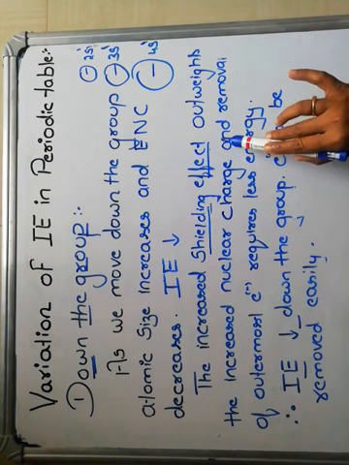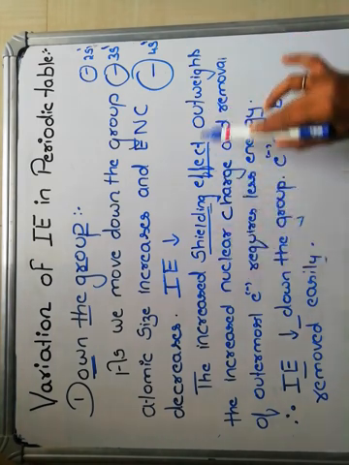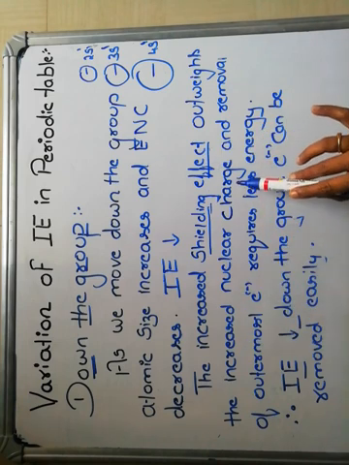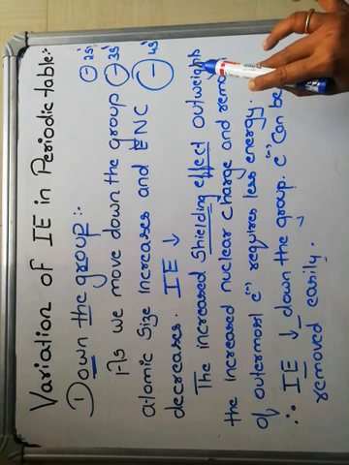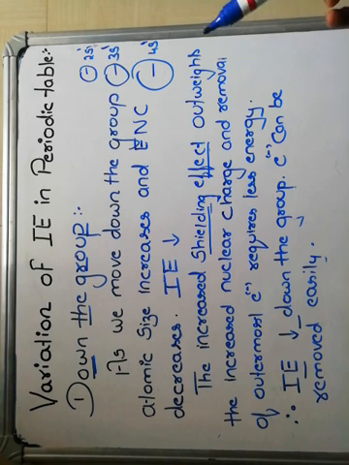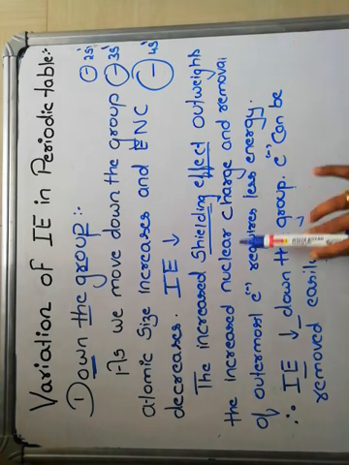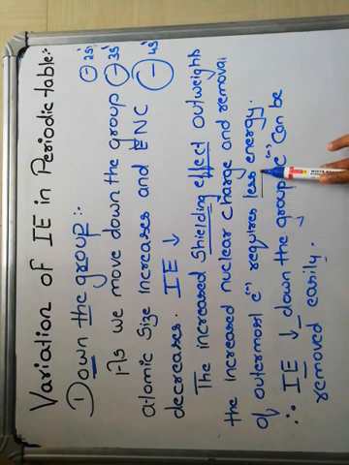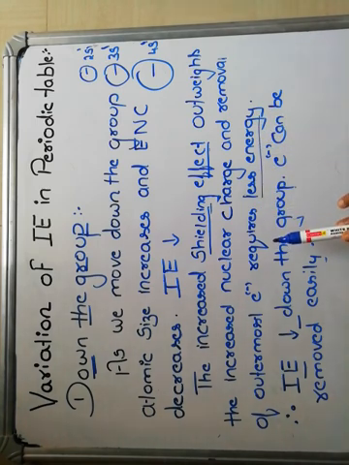If the shielding effect is more, the increased shielding effect outweighs the increased nuclear charge. So even though the nuclear charge increases, the shielding effect is more. Whenever the shielding effect is more, the outermost electrons can be removed easily. So it requires very little energy to remove the outermost electron. In simple words, electrons can be removed very easily. For that reason, ionization enthalpy decreases down the group. This is a very simple concept and also very important for your examination.